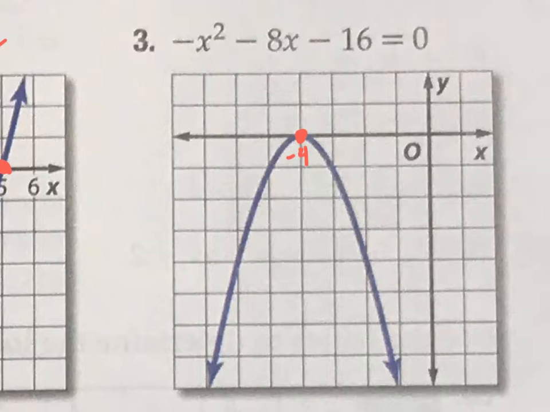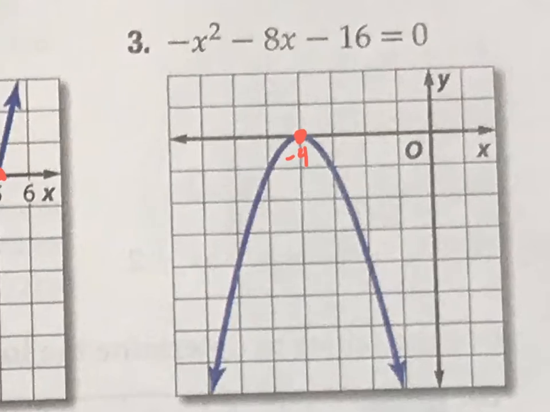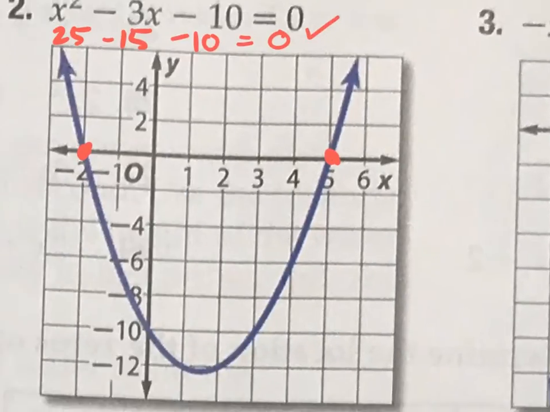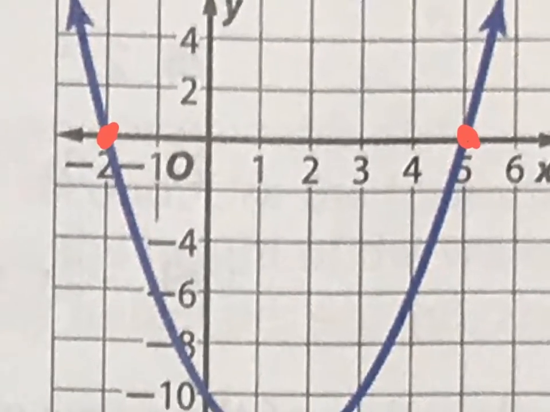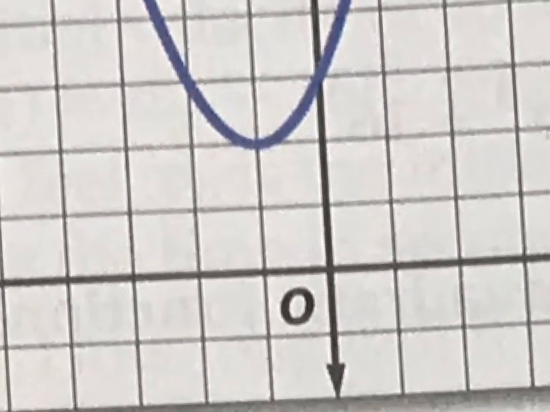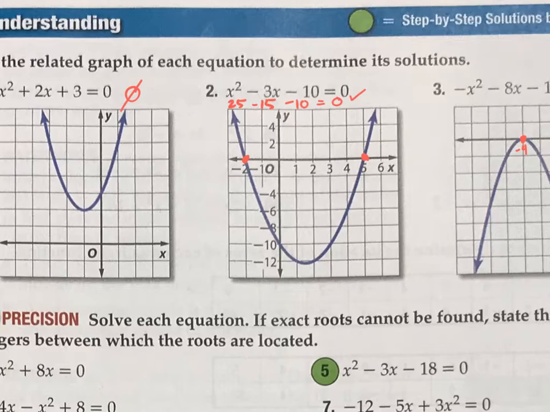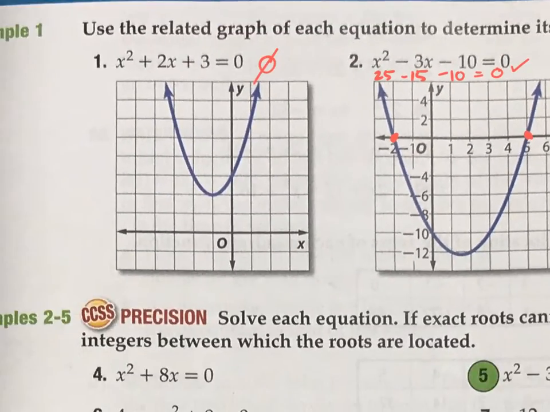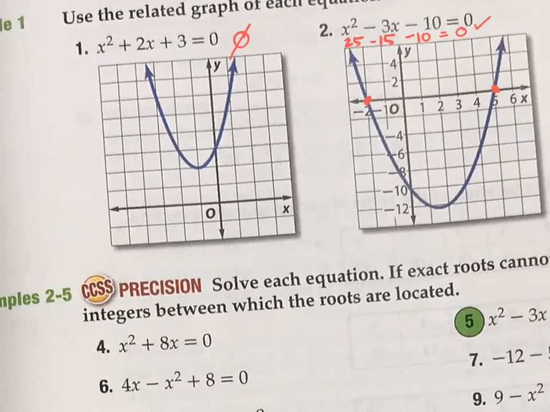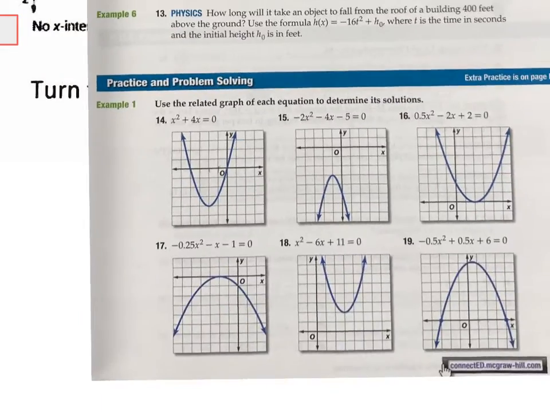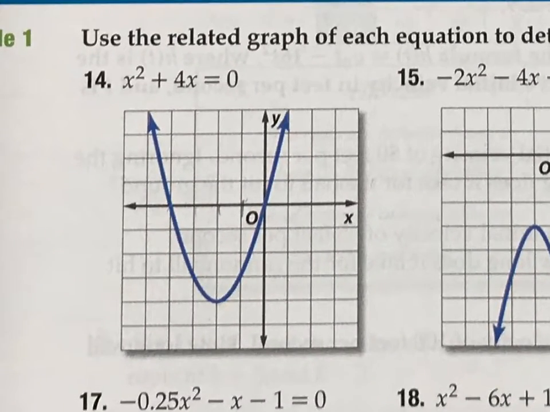Now, if you don't believe me, you could plug in -4 right here and -4 right here and do the math, and it will check out to be 0. Now, keep in mind, guys, sometimes you have one answer, x equals -4. Sometimes you have two answers, -2 and +5. Sometimes you have no answers. It all depends if it actually touches the x-axis, crosses the x-axis at 2 locations, or it doesn't cross at all. All right? Looking at the other ones, what's the answer number 14 right there?